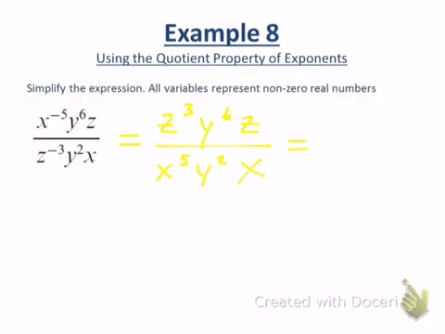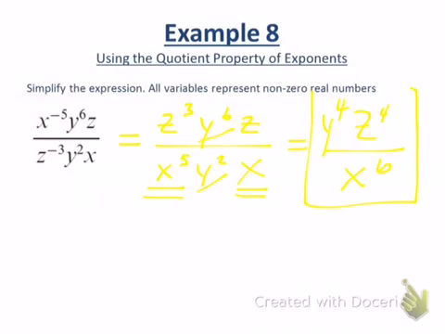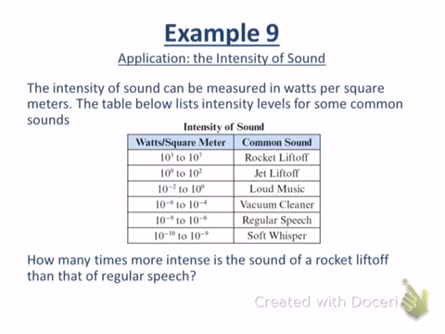Z to the third times z is z to the fourth. Y to the sixth divided by y to the second is y to the fourth upstairs. X to the fifth times x to the first is x to the sixth. And we're done. It is easy.